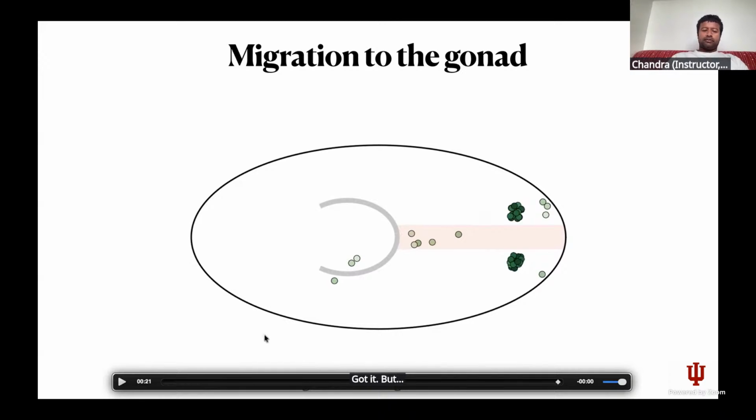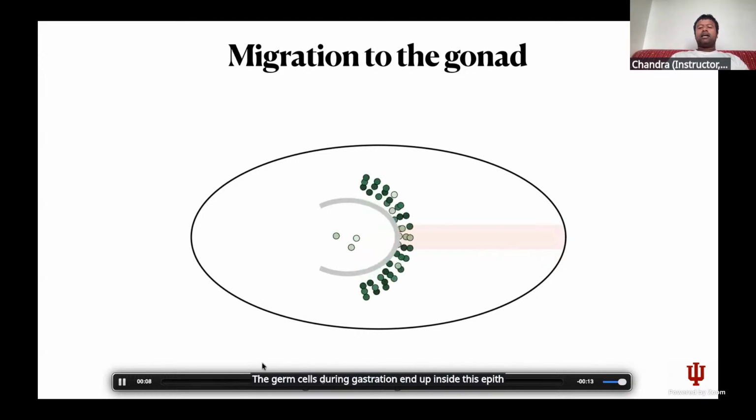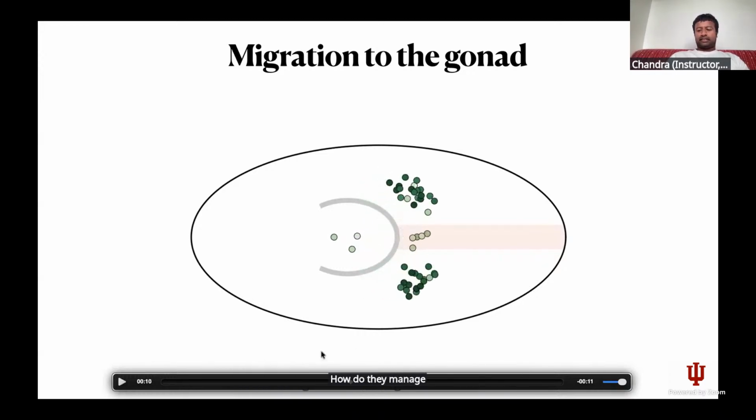But for us, the most important part today, the relevant bit for today, is when the germ cells during gastrulation end up inside this epithelial sac. How do they manage to exit? Because it's a single layer epithelial barrier that they need to breach in order for them to exit. And only then they form their bilateral cluster and they migrate towards the gonad.